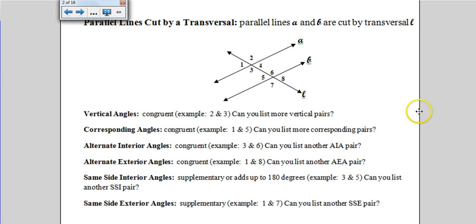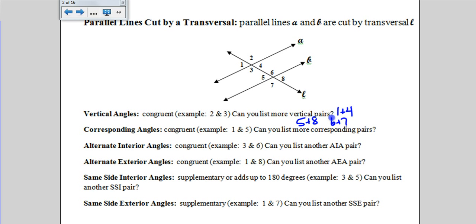So first thing I want to review are those relationships, and the first one is vertical angles. Vertical angles are always congruent, and they're kind of head-to-head. So the example I can give you is 2 and 3 are both vertical angles to each other. So we're going to list out the rest of the vertical pairs, and the one that I see right by 2 and 3 are the pair of 1 and 4. And then if I move down to the next intersection of the transversal, I see 5 and 8 and 6 and 7. And those are the pairs I'm looking for.